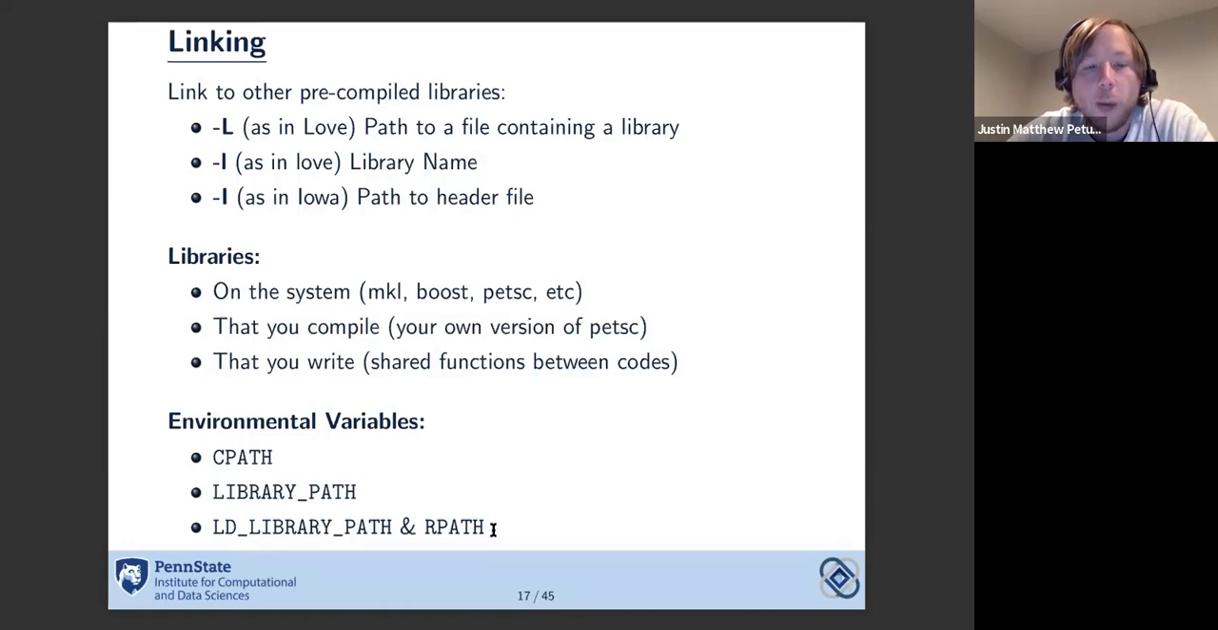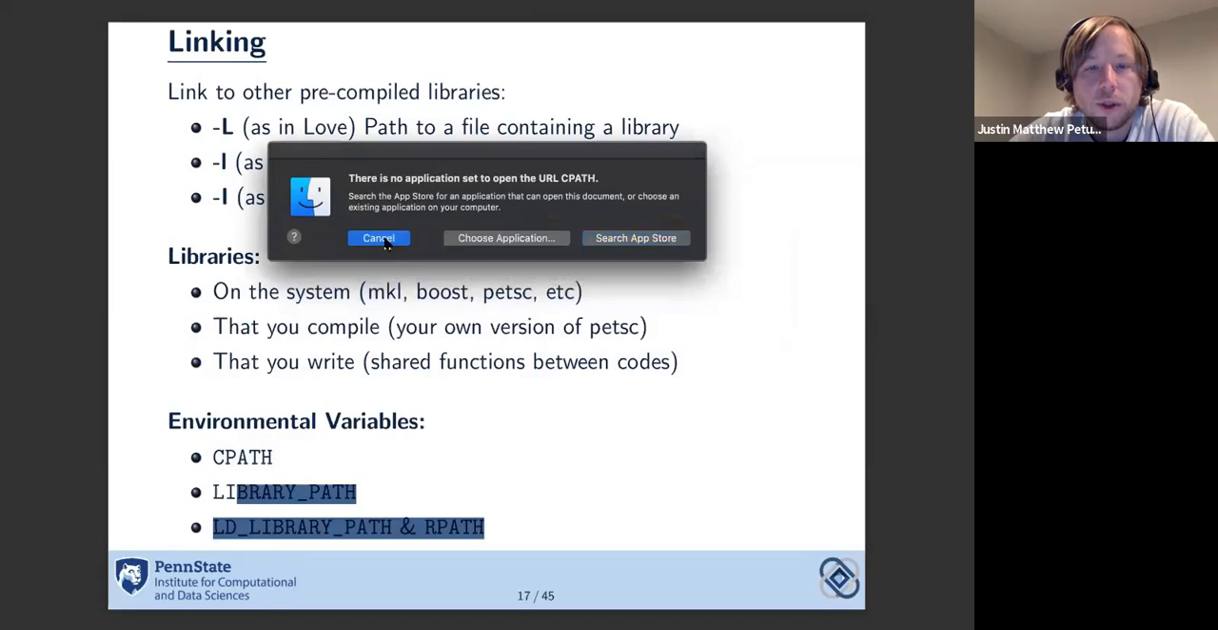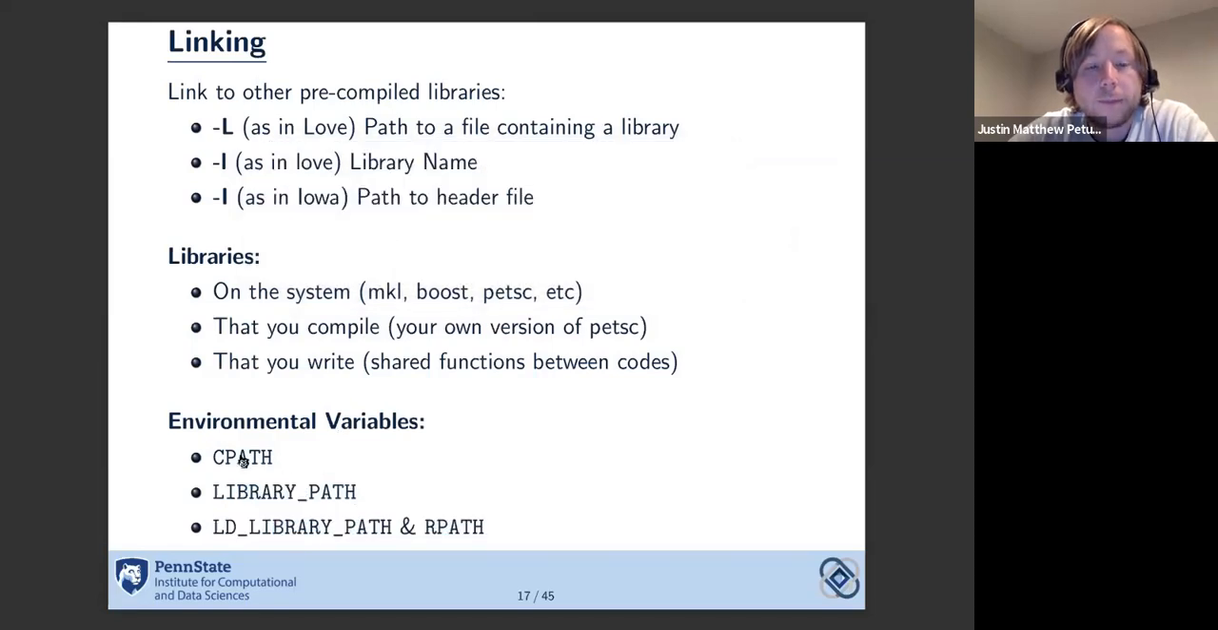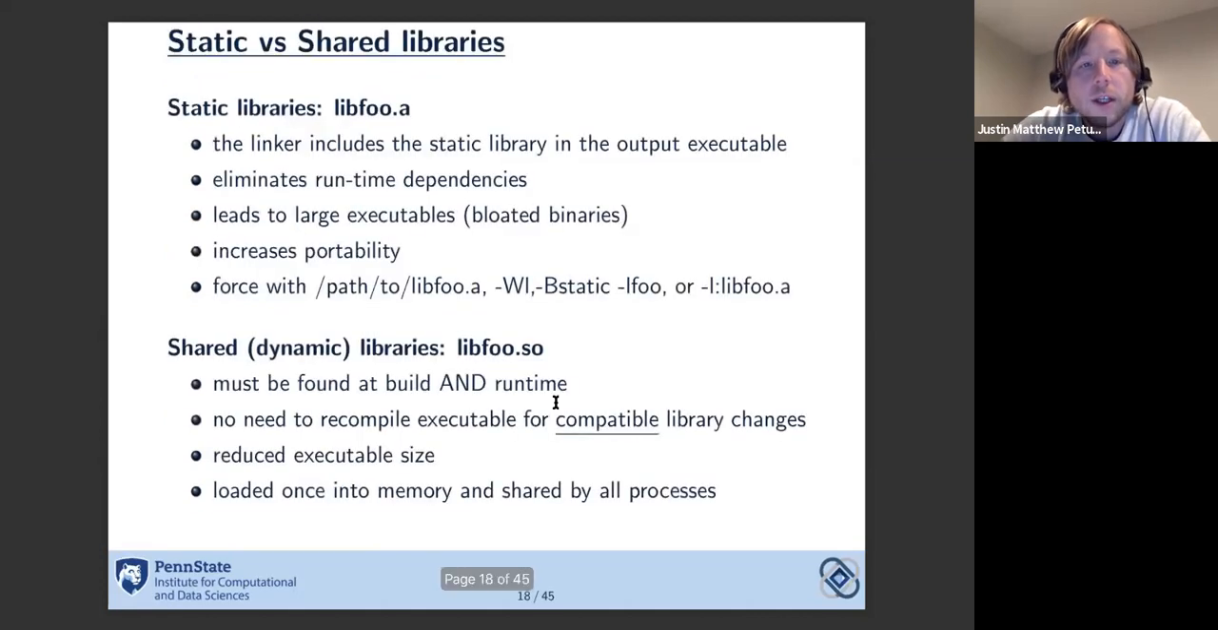Some other helpful environment variables. CPATH is another way to specify the location of header files. LIBRARY_PATH is an environment variable you can set to specify the location of libraries at link time. And then LD_LIBRARY_PATH is how you can specify the location of libraries at runtime. So, static versus shared libraries.